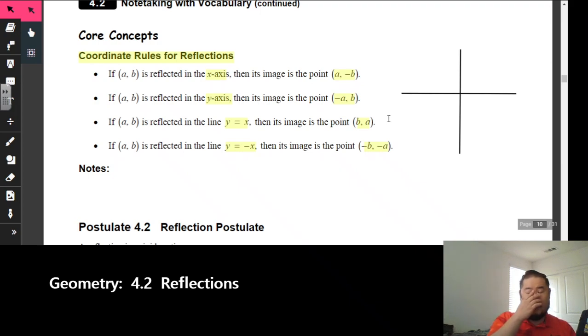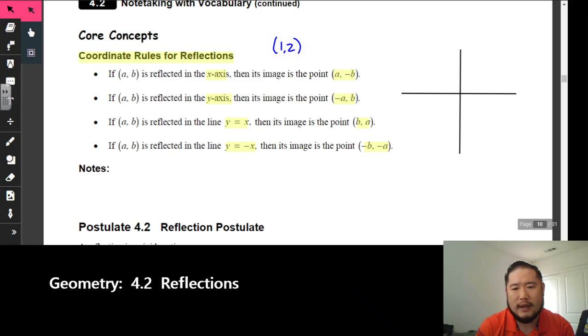Moving along. All right. So, right here, this is the big thing about reflection. We know what it is visually, but let's say if we're just given points, how do I know where this point is supposed to move without doing a bunch of drawings and graphing everything? Well, here are the rules, okay? So let's say we have A, B and we're reflecting in the x-axis. Then its image point is A comma negative B. So let's start right here. Let's go ahead and say that our original point is at 1, 2.